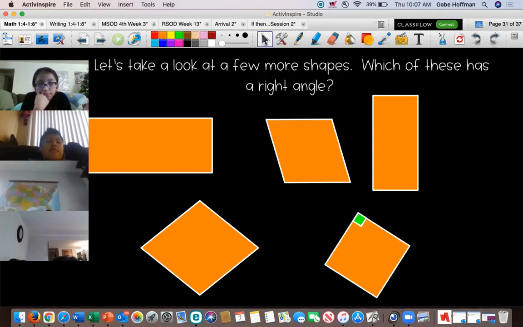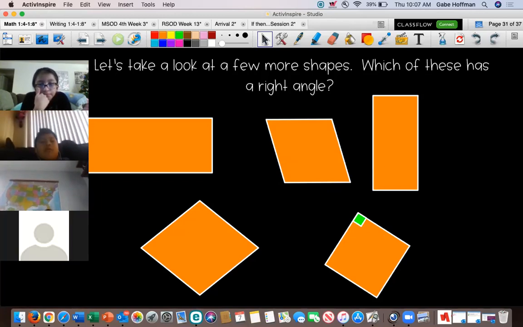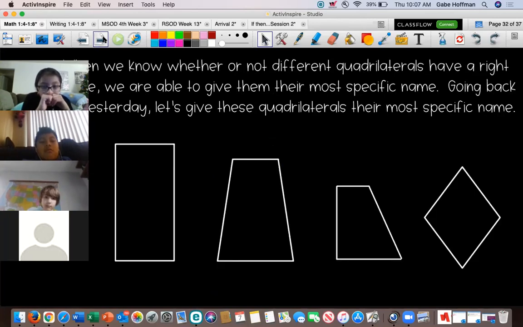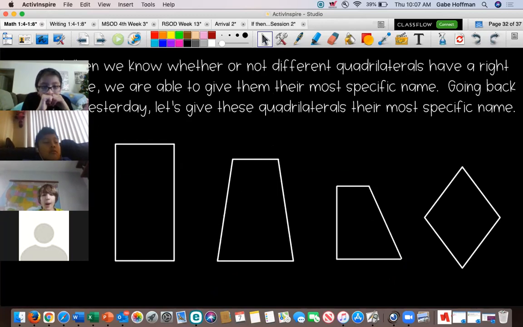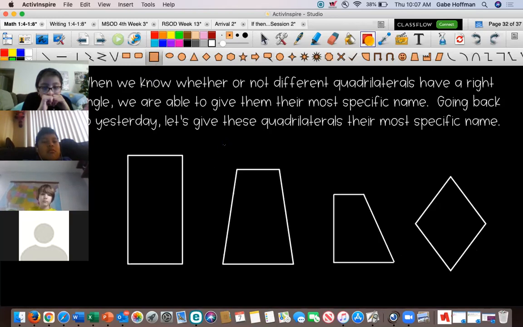So your job today is going to be to look at some shapes like that and decide, do they have a right angle? Yes or no? And then based on whether or not they have a right angle, what is their most specific name? All right. So we're going to skip that one. No, actually we'll go back. We have time. So on this page, I want you to take a look at these. I want you to use a square if you need to. And I want you to be able to tell me the most specific name for each one of those quadrilaterals based on whether or not they have a right angle.